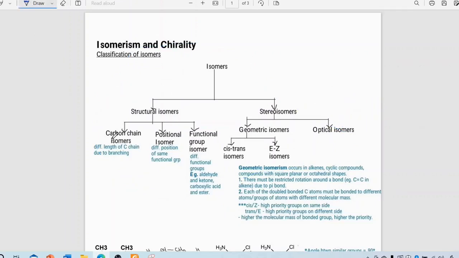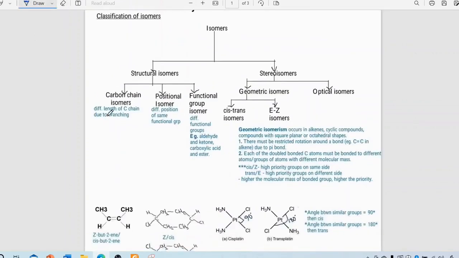So under carbon chain isomers, basically same number of carbon atoms, same molecular formula, same functional group, but these are such compounds that they will have different branching, so their main chain will be different. The main chain length will be different, everything else is the same. So these are called carbon chain structural isomers.